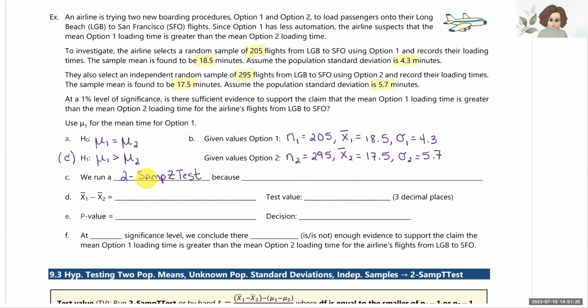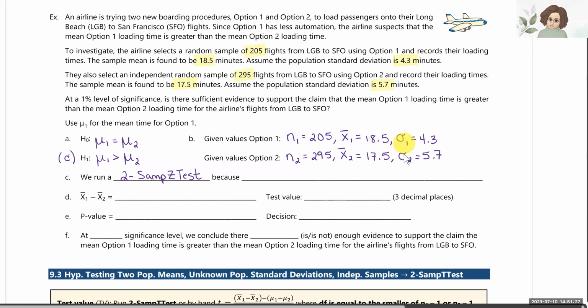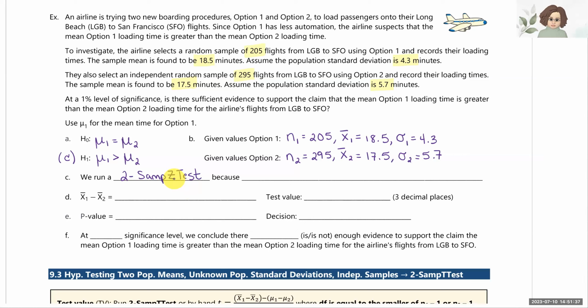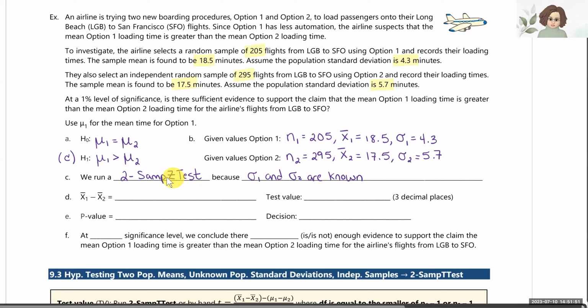If we did not know our population standard deviations, then instead of Z, we would go with our T distribution, just like what we had done previously. So in this case, we're doing a 2 sample Z test because sigma 1 and sigma 2 are known. The test is actually going to look at the difference in the sample means, and then we'll convert that to the test value using our calculator.